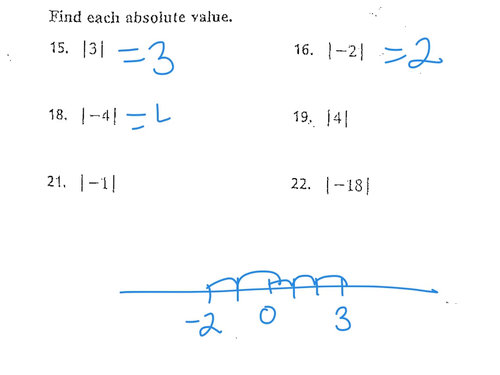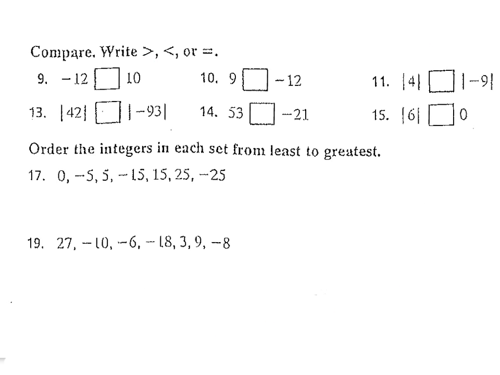So this would be positive 4. This would stay positive 4. This would be positive 1, and this would become positive 18. So there you have some different examples of integers and some problems you might encounter on your assignment. So let's take a look at some other examples here.